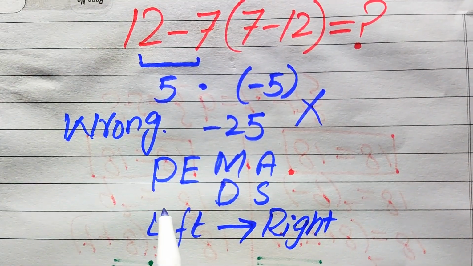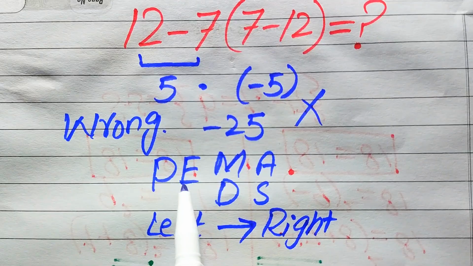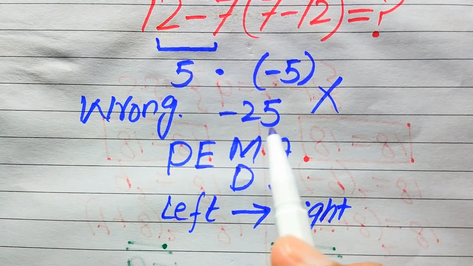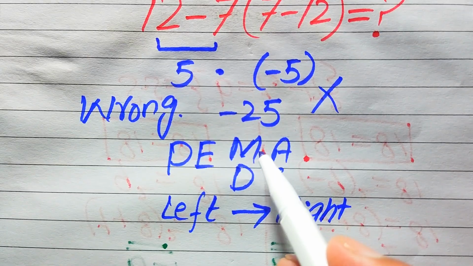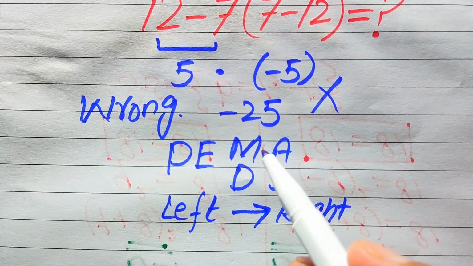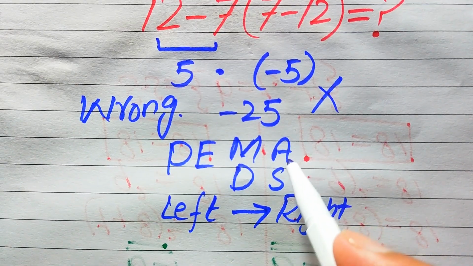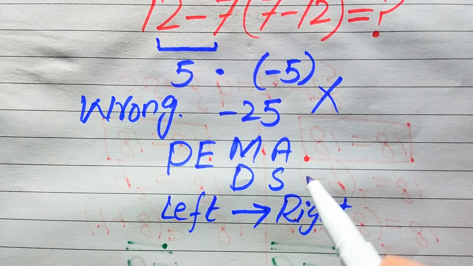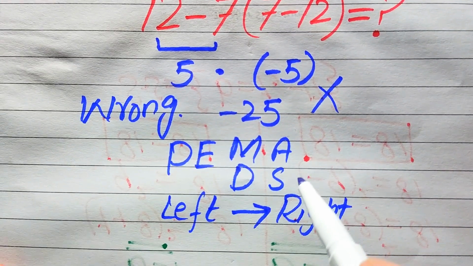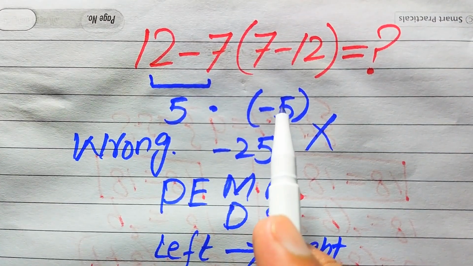It means that we give the first priority to the parentheses, then the second priority to the exponent, and the third priority to multiplication and division. You know that multiplication and division have equal priority. In the same pattern, addition and subtraction also have the same priority. And now we move towards the solution of this problem.